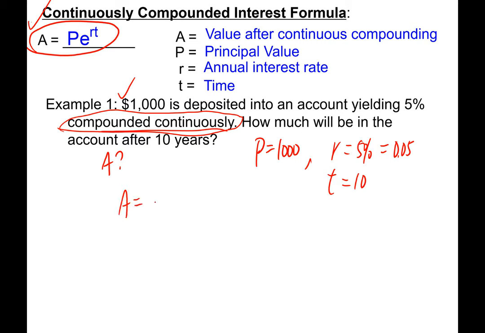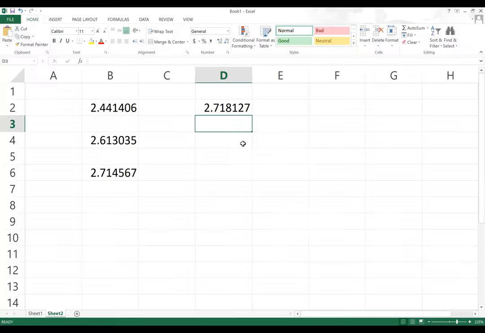So we get A equal to principal times E to the RT. So it's principal, which is $1,000, times E to the rate, which is 0.05, times 10. And again, you have to use either a calculator or Excel to do this. And let me show you how to get this in Excel really quickly. So you just have to do this.